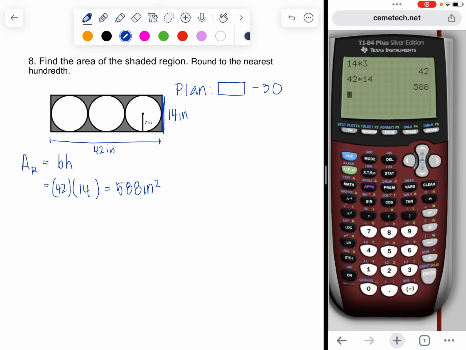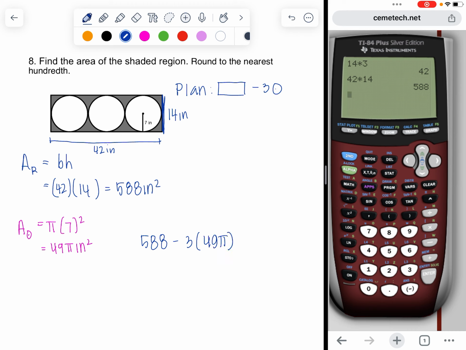All right, now I need to find the area of the circle. I only need to find one. Area of the circle: pi times the radius, which is 7, squared. So area of one circle is 49 pi inches squared. Now I just got to follow through with my plan. So my plan is to take 588 and subtract 3 circles.